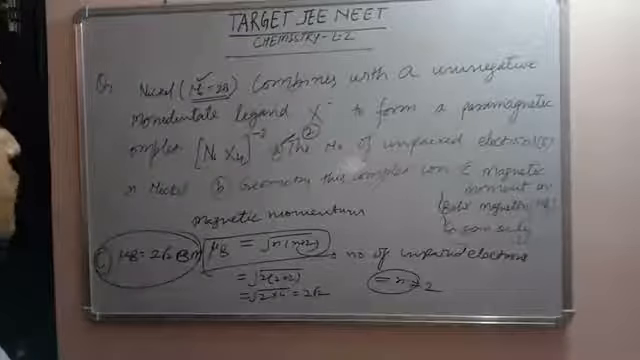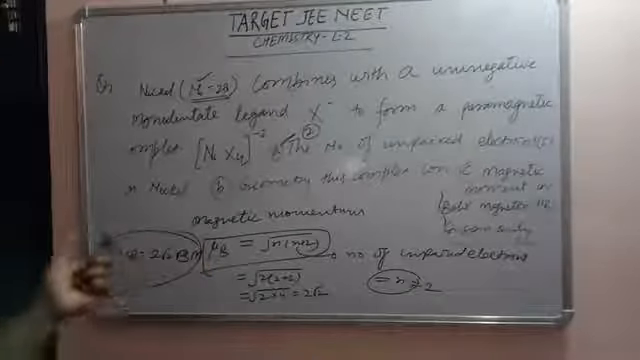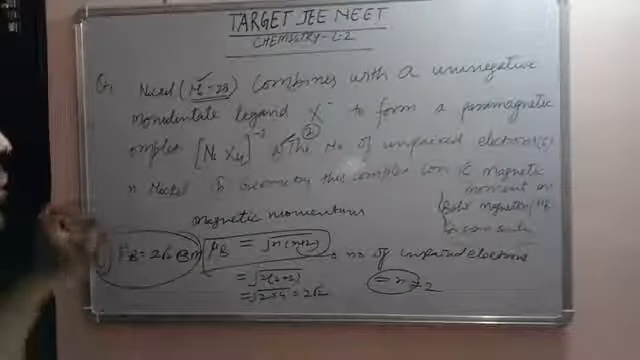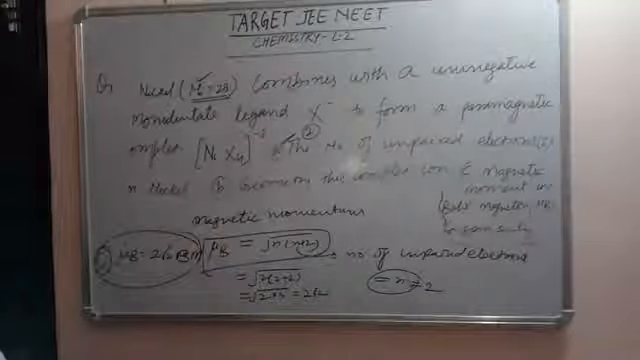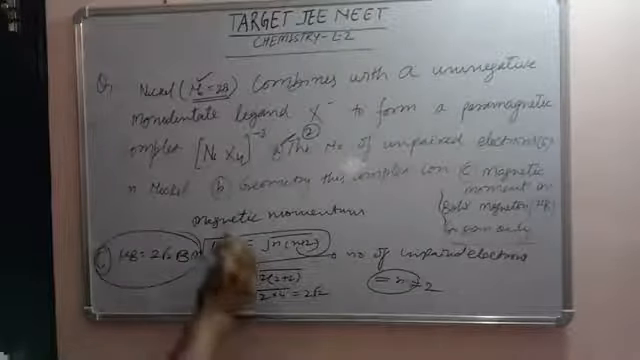So if you have the concept of electronic configuration and you have a clear idea how to distribute the electrons in their orbitals and suborbitals, you can easily find this. Now come to the next question.